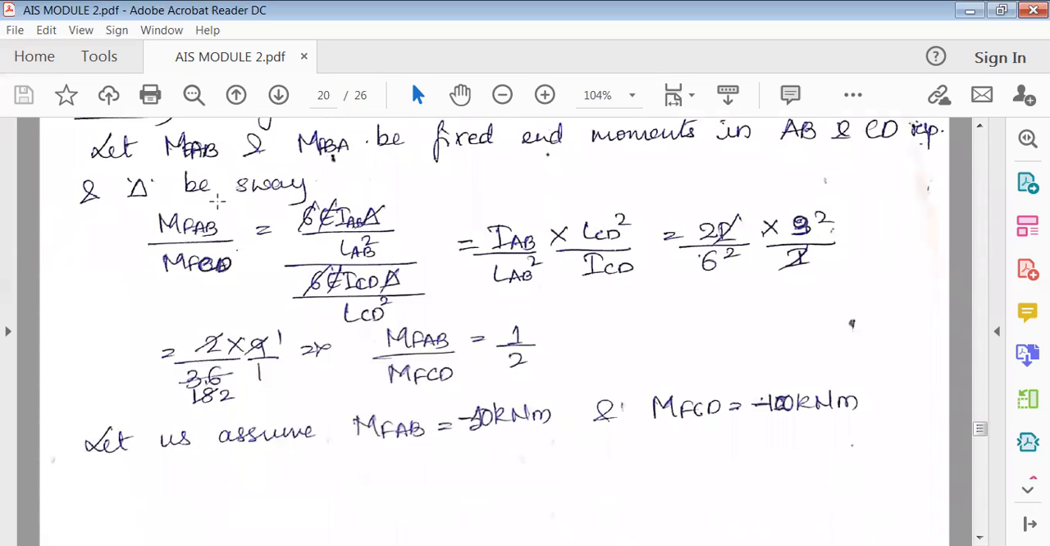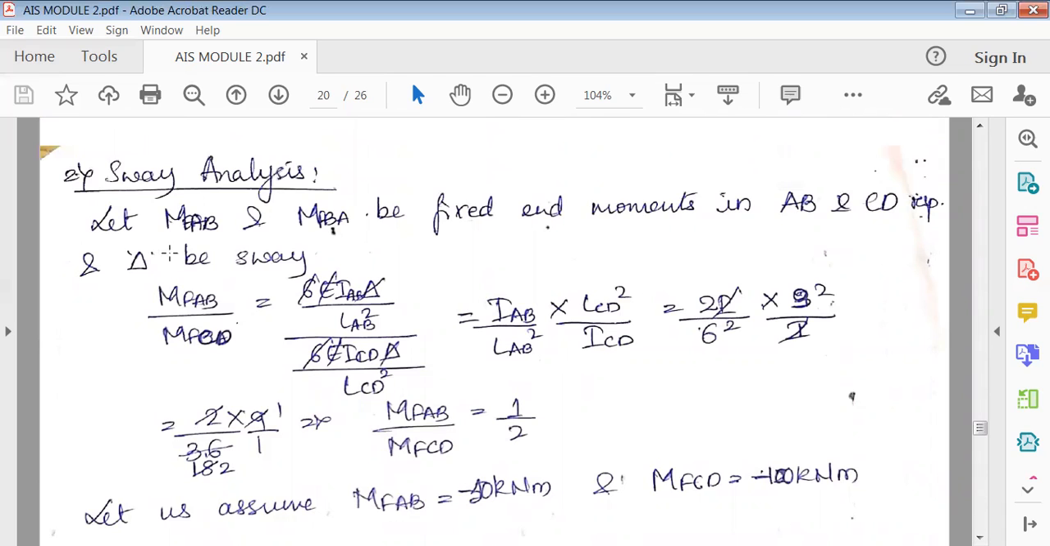Okay, let's see here. To find this, we have the formula, that is MFAB by MFCD. We want to find how much are these forces. Now, in this sway analysis, we're going to assume something because we don't know how much are the forces acting here.